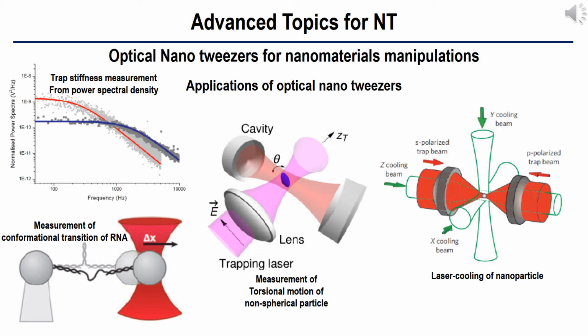For example, torsional motion of non-spherical nanoparticles can be measured as shown in the middle figure. This indicates that the optical nanotweezer can be a good tool for optomechanics. Ultrasensitive torque measurements may be achieved with laser cooling. Another cool example of the application of optical nanotweezer is laser cooling of nanoparticles as shown in the rightmost figure.